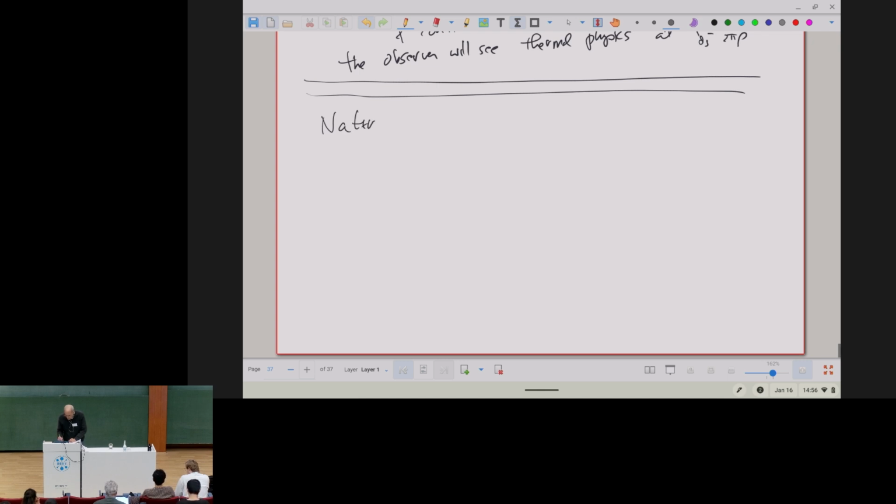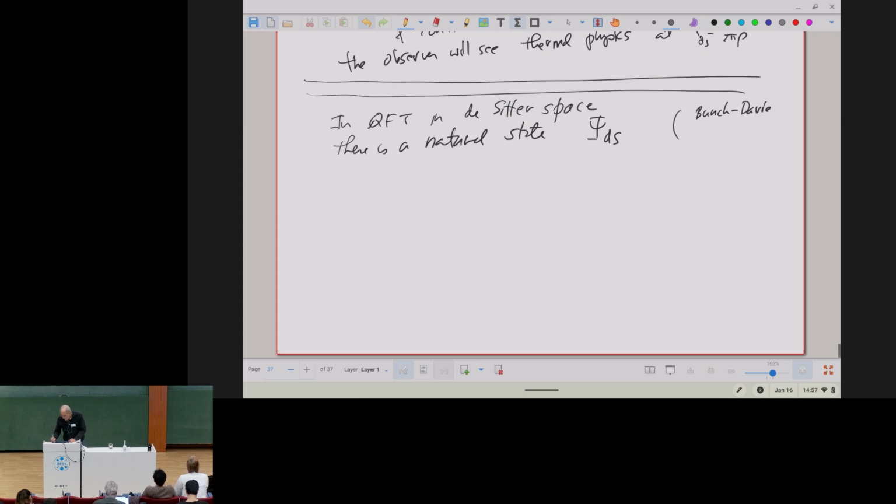There's, in quantum field theory in de Sitter space, I'm not making a statement about quantum gravity. I'm making a statement about quantum field theory in de Sitter space. There is a natural state, which I'll call psi ds, sometimes called the Bunch-Davies state. It's actually got a long history, and one of the important papers was by Bunch and Davies, so it's sometimes called the Bunch-Davies state. But I'll call this state psi ds. It has all the de Sitter symmetries. So in particular, it has SO(1,4) symmetry.